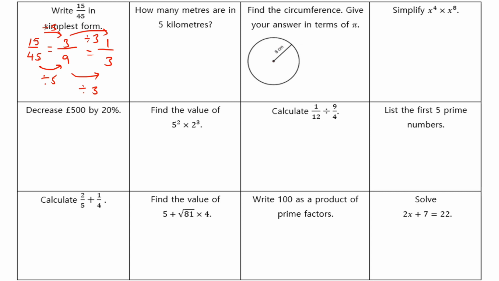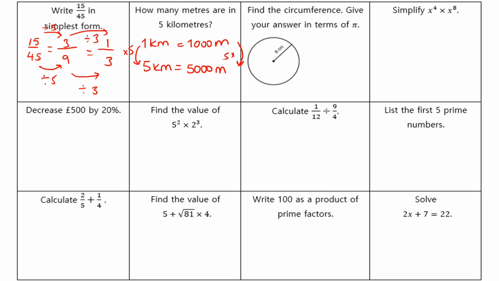How many meters are in 5 kilometers? We know that for every kilometer there are 1,000 meters. So if we are doing it for 5, it's going to be 5 times the amount. So you could just think of it as you're multiplying both of these by 5. And that's going to give you 5,000 meters.